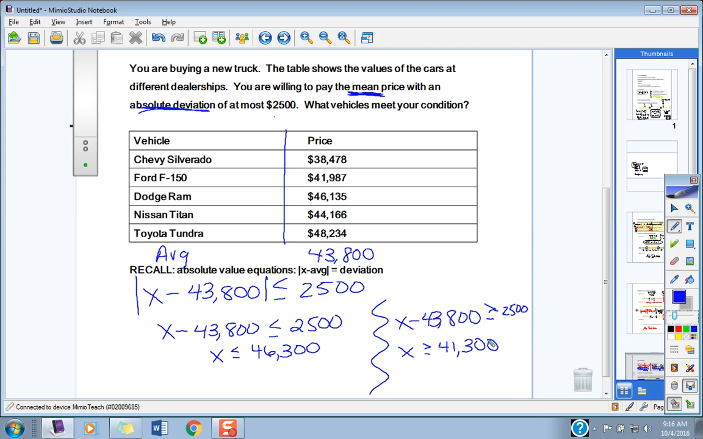Yeah. Okay, so what this problem is really saying is this. We need to spend somewhere between 41,300 and 46,300. So between 41,300 and 46,300. Does this price of the Chevy fit that window? Does the price of the Ford fit the window? Is it between 41,300 and 46,300? Yeah, so this is going to work. All right, so the Ford will work. How about the Dodge Ram? Is that going to fit your window between 41,300 and 46,300? It is in between. Dodge would work. How about the Nissan? Is that going to fit your window?